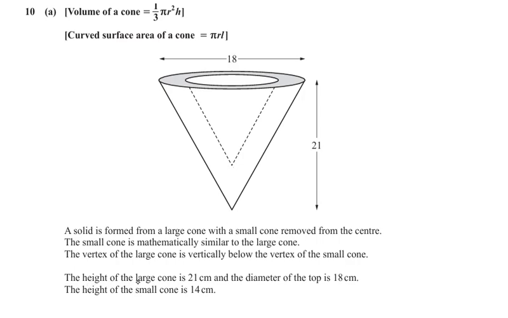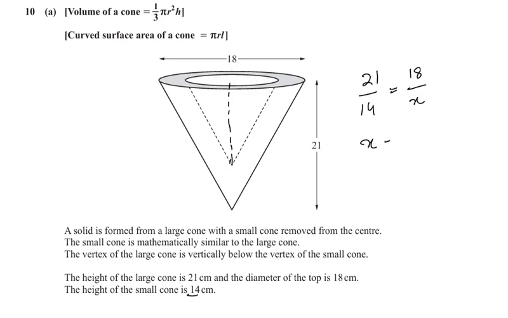The height of the larger cone is 21 centimeters and the diameter of the top is 18 centimeters. The height of the smaller cone is 14 centimeters. So to solve this question, initially we have to use the concept of similarity again. It means that the height of the larger cone divided by the height of the smaller cone must be equal to the diameter of the larger cone, 18, divided by the diameter of the smaller cone.